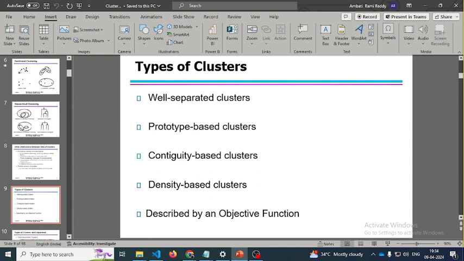Then come to types of clusters. You already know clustering means you want to group the objects, so there will be different types of clusters also. What are those different types? One is well separated clusters, another is prototype based clusters, third is contiguity based clusters, fourth is density based clusters. Then clusters described by an objective function, you can describe with the help of some objective functions. So those are different types of clusters. We will see one by one, starting with what is a well separated cluster.